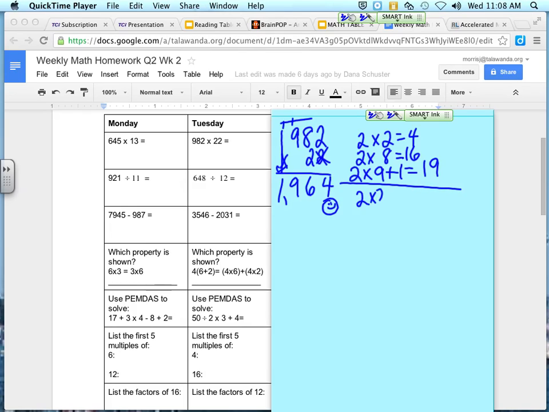2 times 2 is 4. 2 times 8 is 16. Put the 6 down, carry your 1. And 2 times 9 plus 1 gives us 19. How many of you guys got 19,640 for your second step? We are finished with the 2.